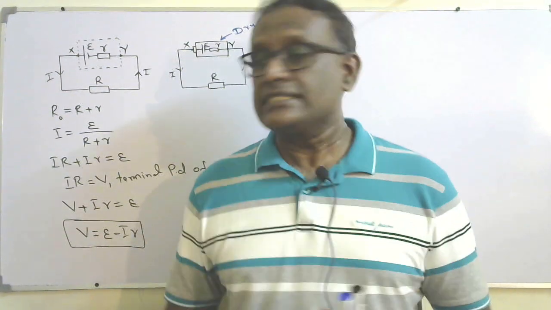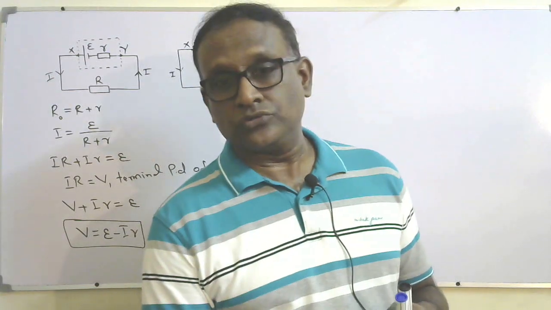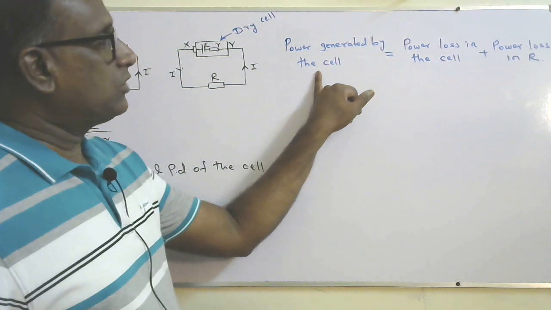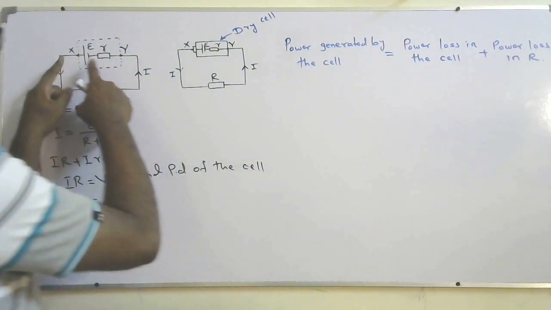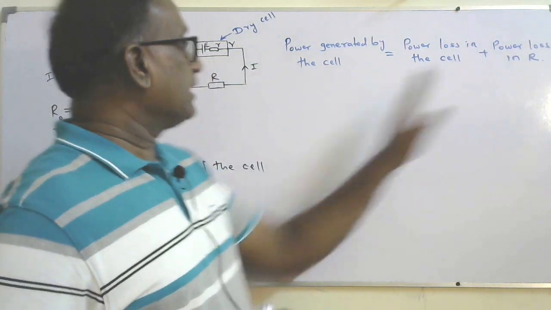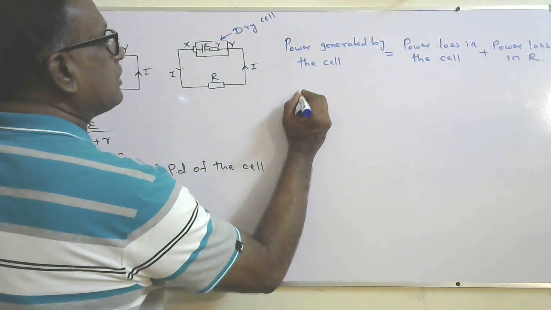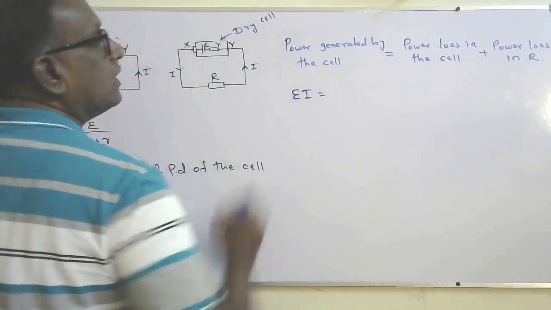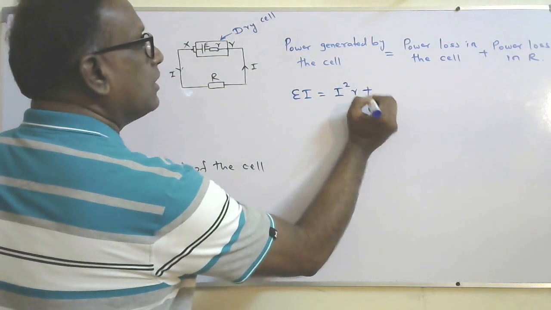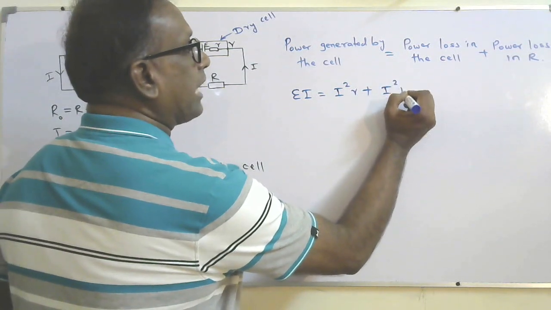So I'm going to derive this equation by using conservation of power now. Okay, so here I can say power generated by the cell is equal to power loss in the cell, that is due to the internal resistance of the cell, plus power loss in the external component capital R. So power generated by the cell is equal to EMF times I. Power loss in the cell is equal to I squared r. Power loss in the external component is equal to I squared R.